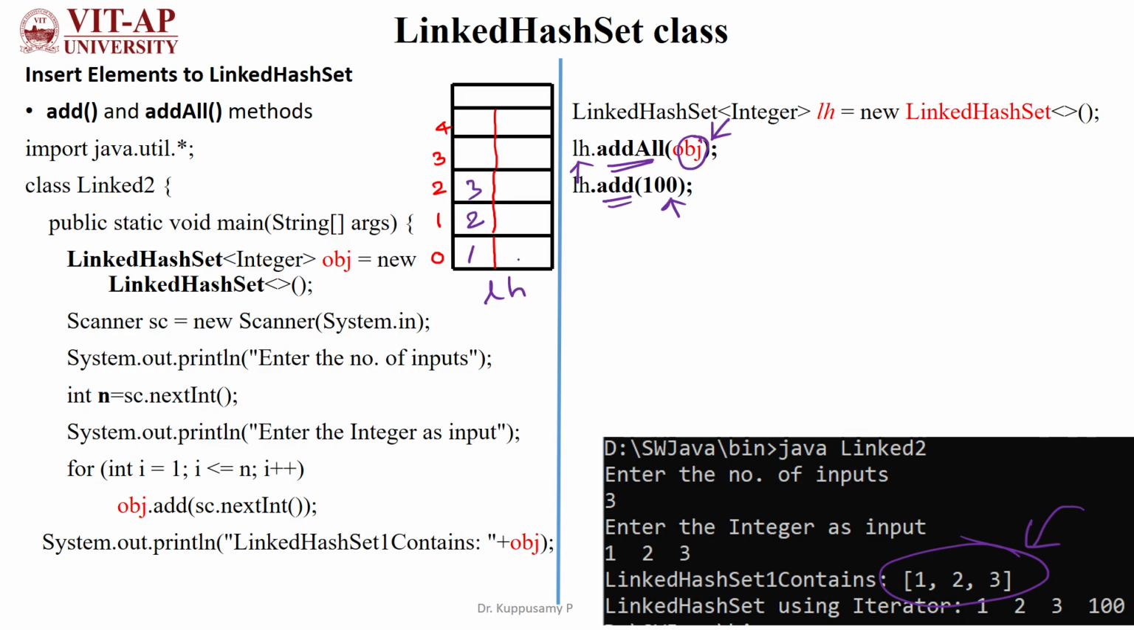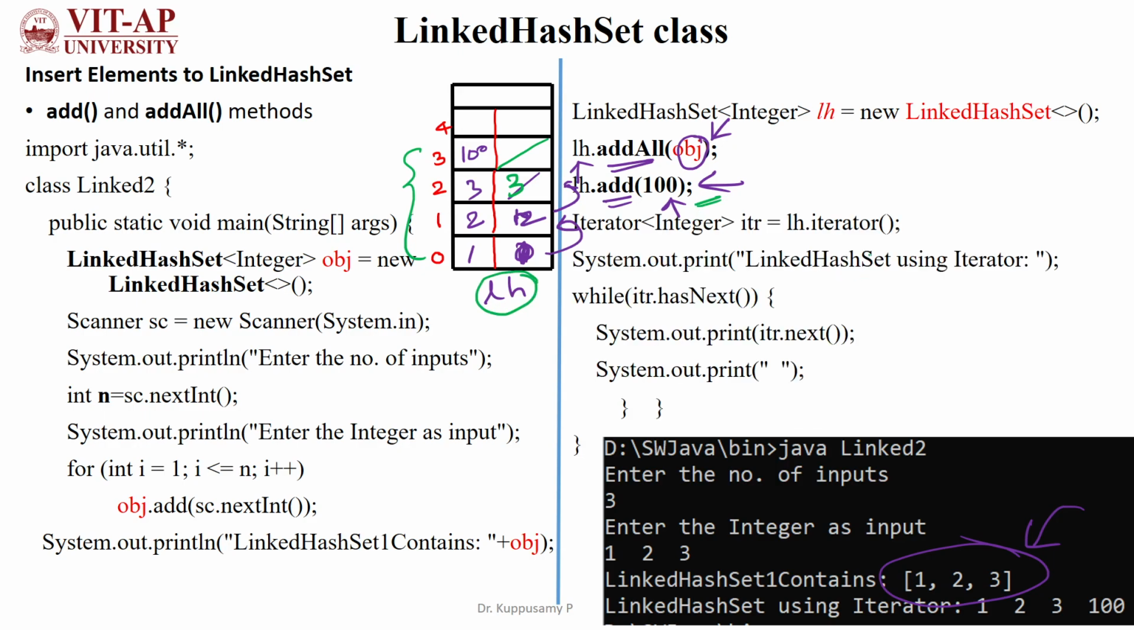The address field is having here 1, this one, and here 2 the next one, and here 3 is having null. But here we are going to add one more element, so 100 will be added here. Then 3 is updating in this address field, so 3 will be updated and null will be assigned here. So totally 4 elements are available in the object LH at this moment.